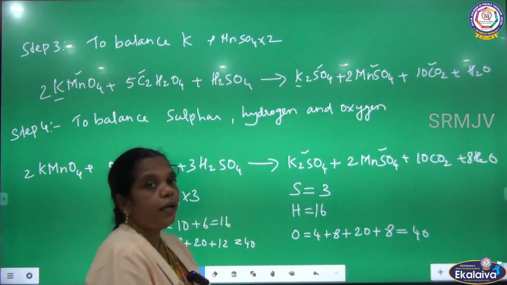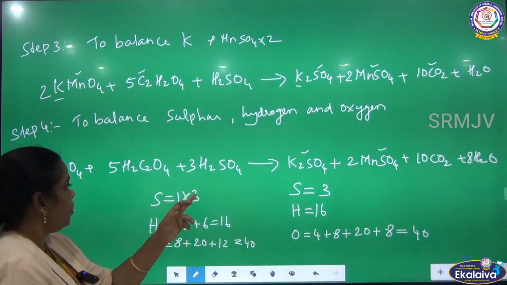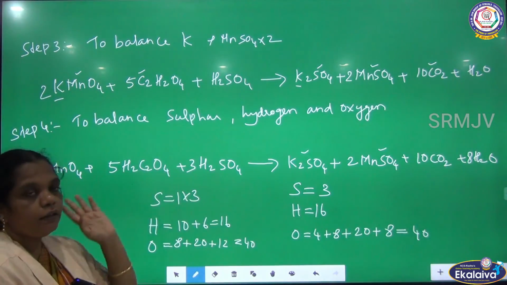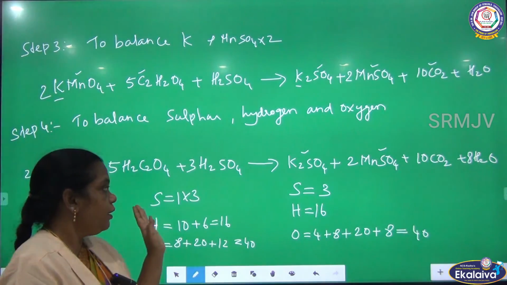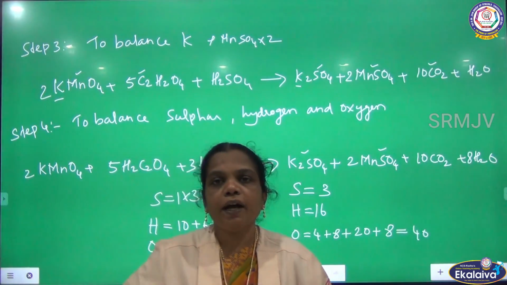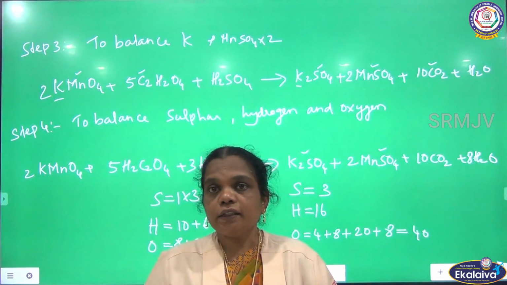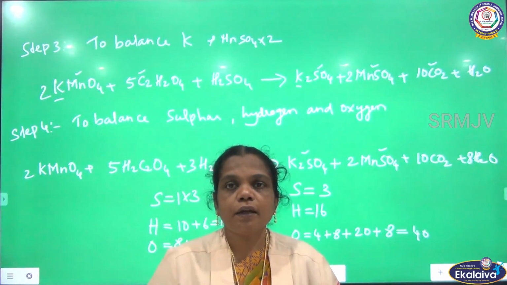So already I have balanced what? Potassium, 2 potassium, and manganese, 2 manganese, and carbon, 10 carbon. So every atom present in the equation is balanced. By this way you can balance the redox reaction by oxidation number.